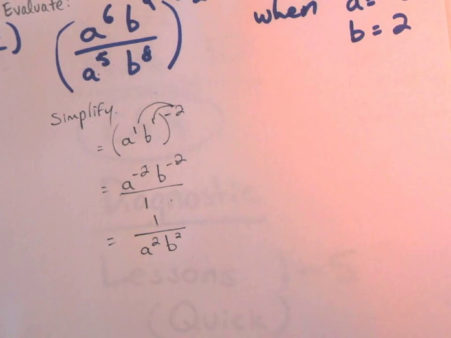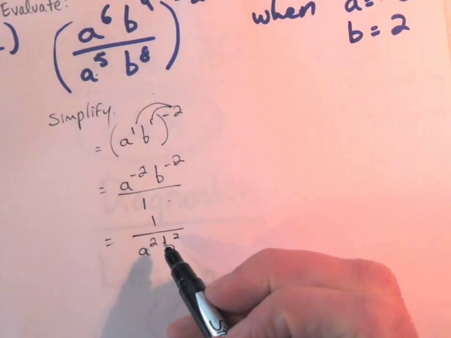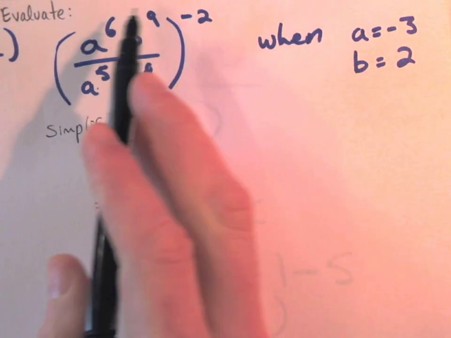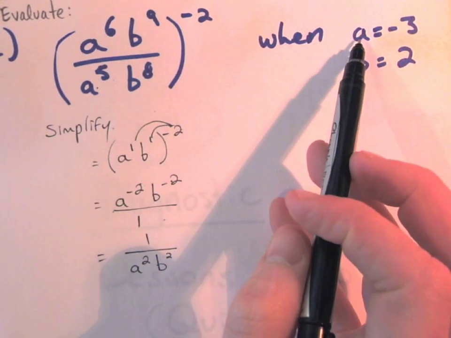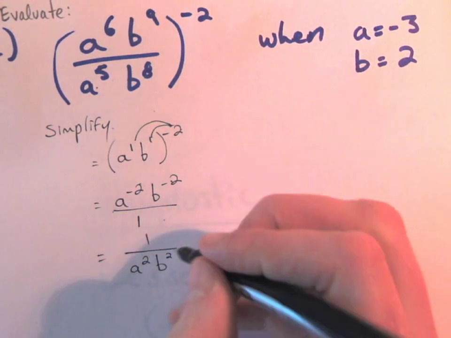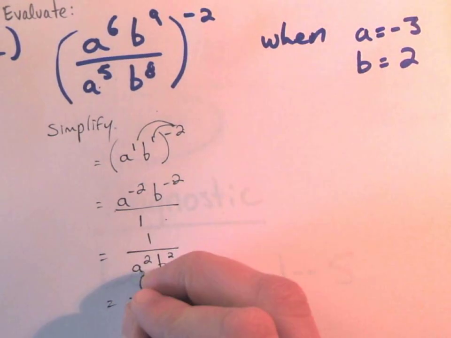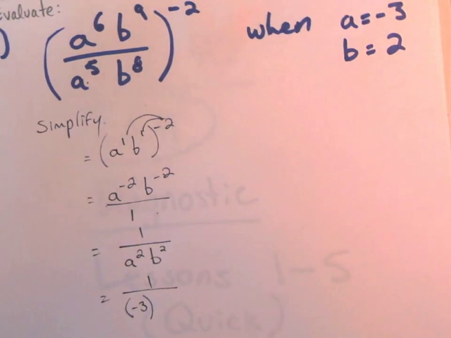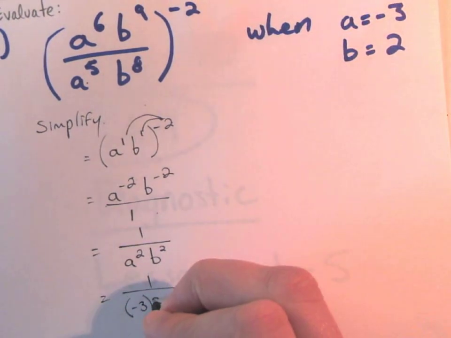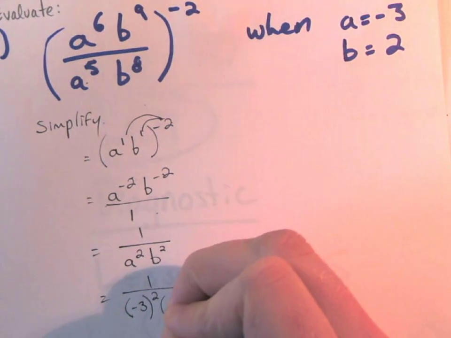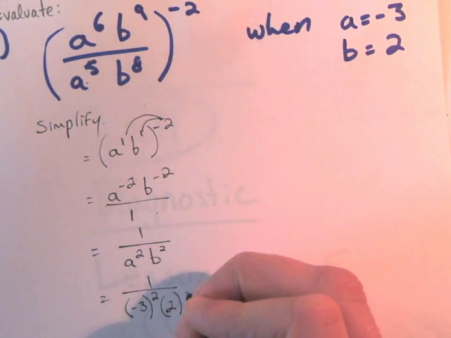Alright, so that's the simplest version we can make. So we simplified, but now it says evaluate, which means what is this expression, which is the same as this expression, whenever an a is -3 and a b is 2. So how we do that is an a is -3. You always put brackets like that whenever you're evaluating something. Squared, and the b it's saying is 2. So we put that in brackets, and it's squared as well.